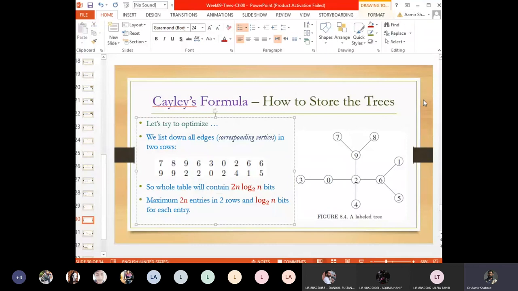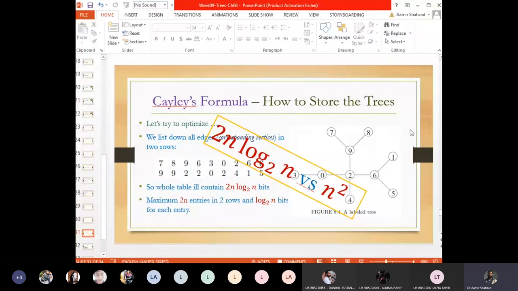So which number is better, n square or 2 n log n? N square is n times n. And on the other side we have n times log of n, multiplied by 2. Suppose n is 1000, so n square is going to be 1000 times 1000, which is 10 raised to 6, 1 million. And what will 2 n log n be? 2 times 1000, that is 2000, times log 2 of n.